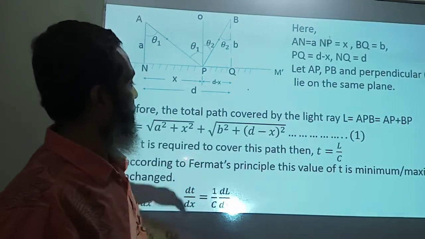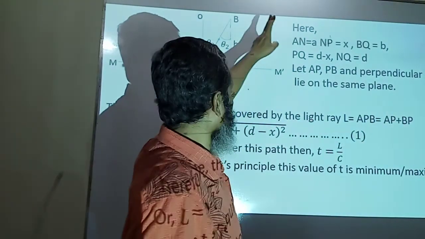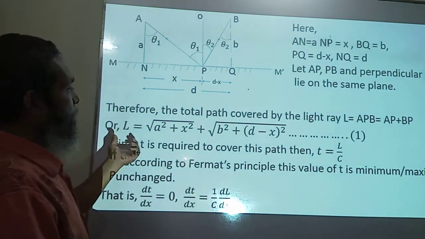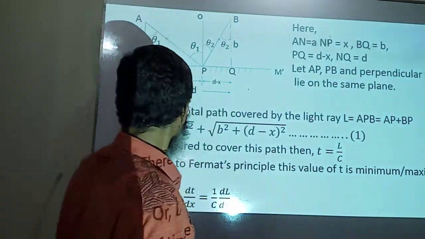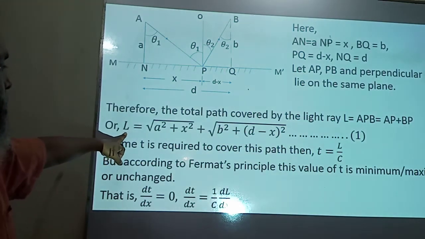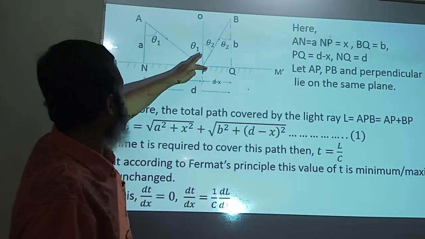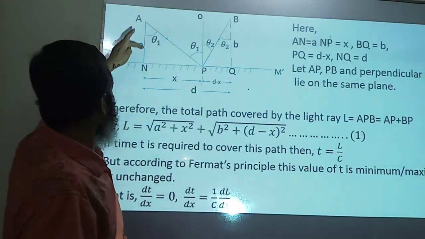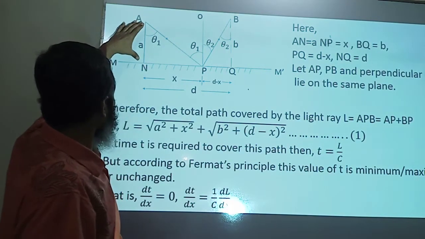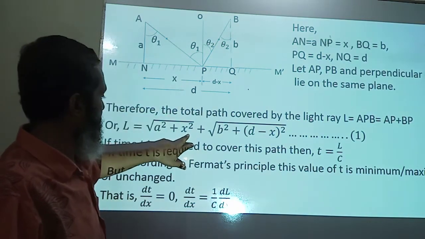So therefore the total path covered by the light ray, that is L, is equal to APB, which is AP plus BP. That means the total path is L. So L is equal to AP plus BP. What is AP? Let us consider AP. APN is a right angle triangle. Here AP is the hypotenuse, this is side a and this is side x. So AP is equal to root over a square plus x square.